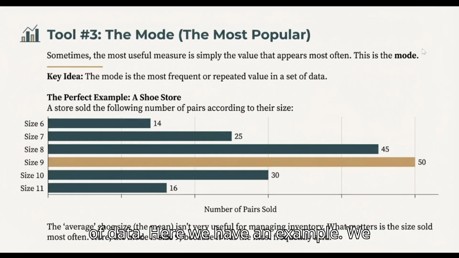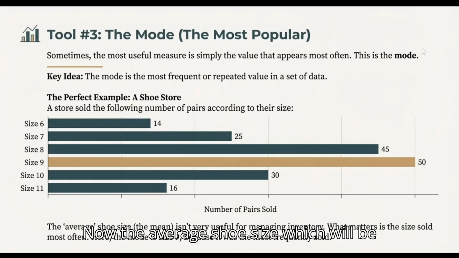Here we have an example. We have a shoe store, and the store sold the following number of pairs according to their size. For example, for size 6, they sold 14 pairs. For size 7, they sold 25 pairs. On the x-axis, we have plotted the number of pairs, while on the y-axis, we have the sizes.